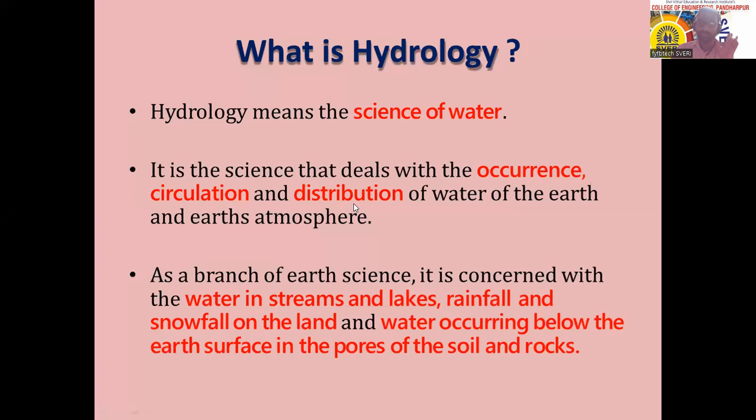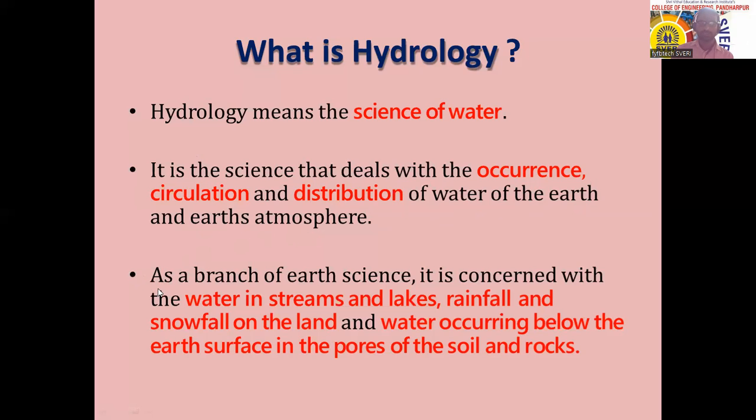It is distributed in the glaciers, in the polar ice caps, in the groundwater, in the surface water, correct? So that entire water we are studying. Hydrology is the science that deals with the occurrence, circulation, and distribution of the water of the earth and earth's atmosphere.